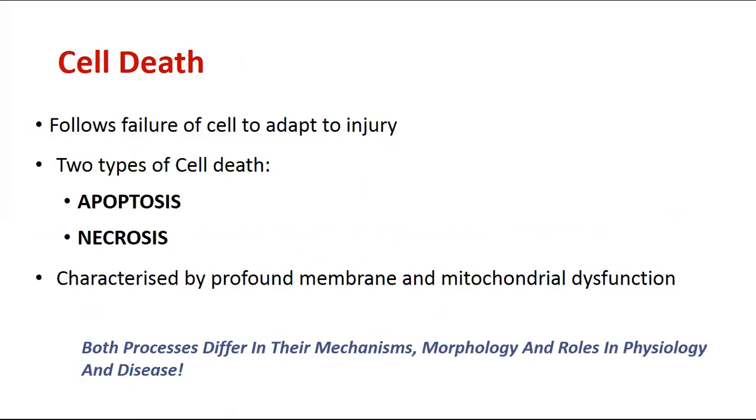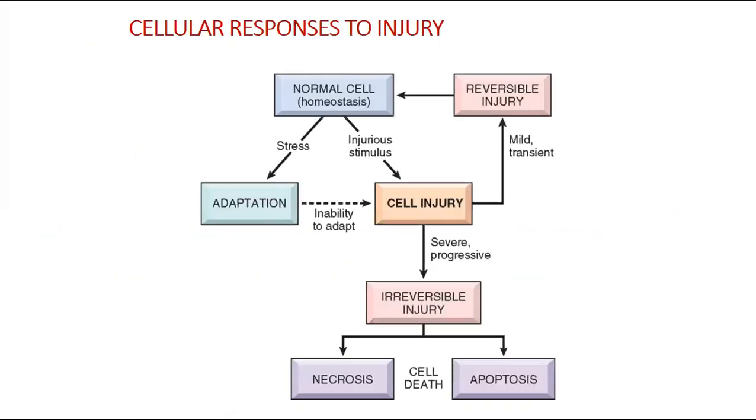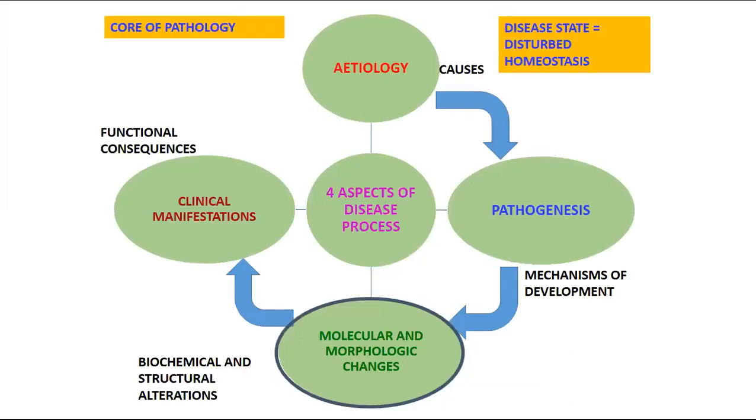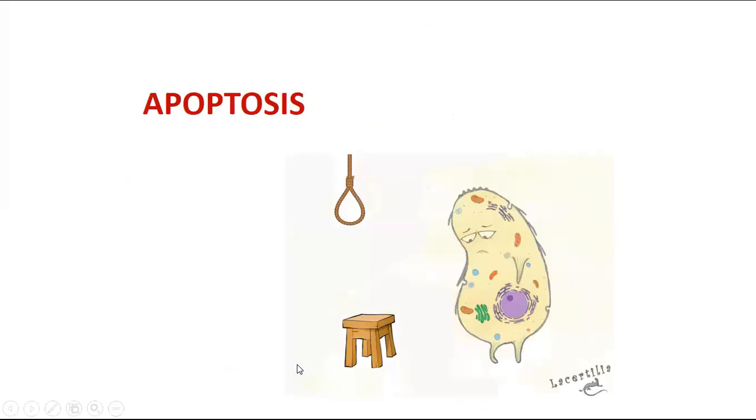So we already discussed just now the normal cycle. A normal cell, when it gets injured, develops cell injury, and when the cell injury is very severe and progressive, it ends up in irreversible injury. And there are two types of cell death: necrosis and apoptosis. So let's understand what the difference is, what each is, and what morphology you see. So we are now talking about morphological changes in the cell. So to start with, apoptosis.